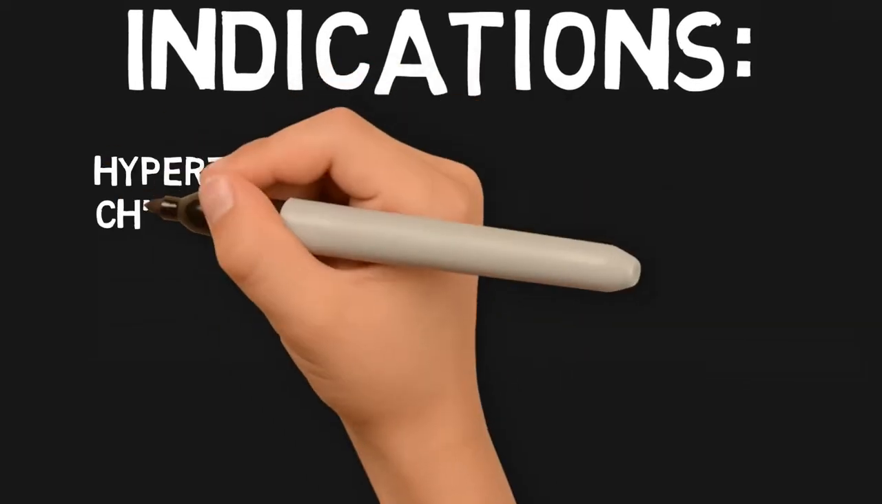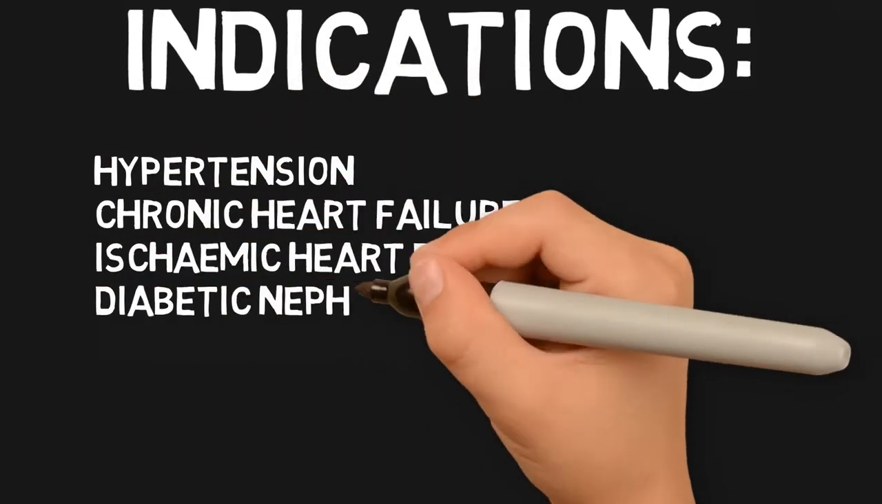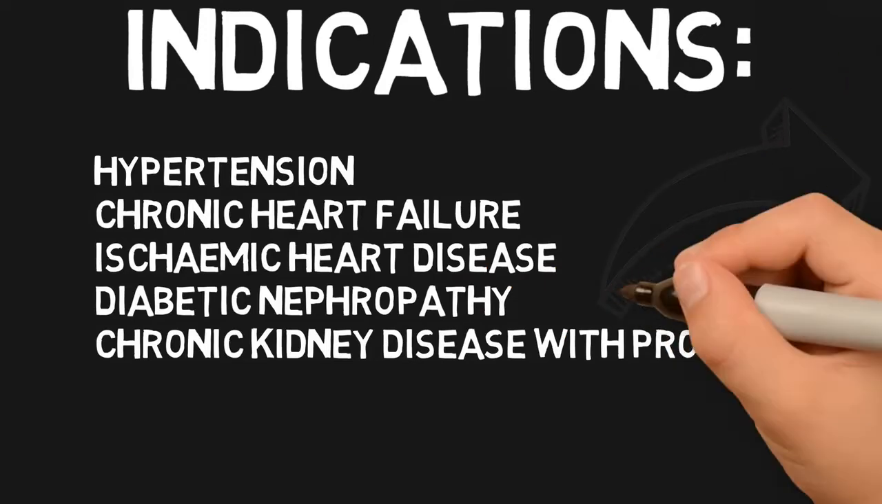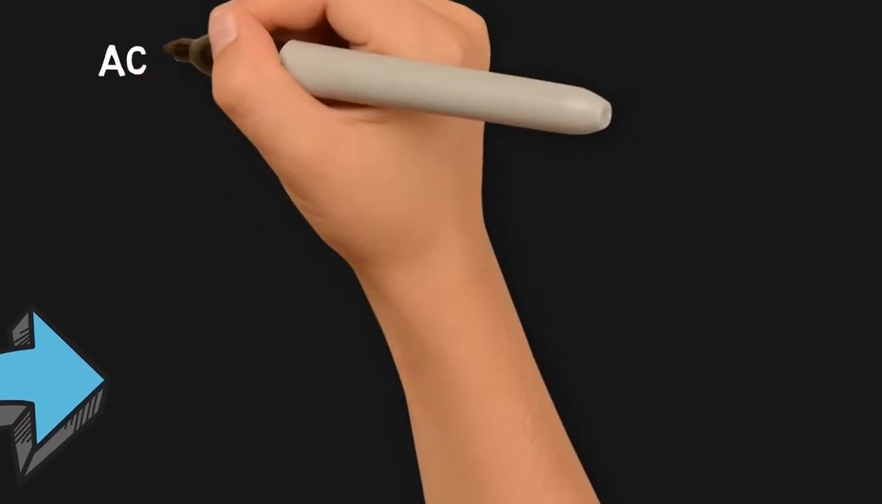What are they used for? Why do we use these medicines? Well, they can be used for multiple conditions. Hypertension is one of them. They can reduce blood pressure. It's used in chronic heart failure, ischemic heart disease, diabetic nephropathy, chronic kidney disease if proteinuria is present.